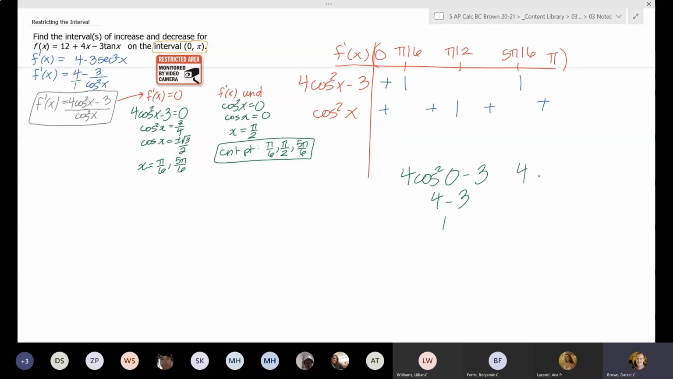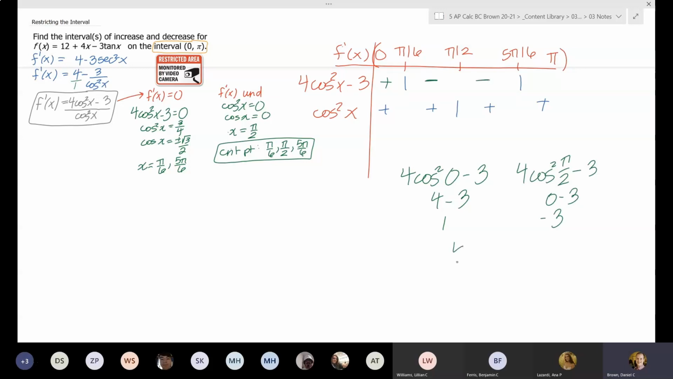This middle interval, I can go ahead and plug in pi over 2. The cosine of pi over 2 is 0, so we get negative 3, but the value doesn't matter, I just care is it positive or negative, and we do see that it is negative.